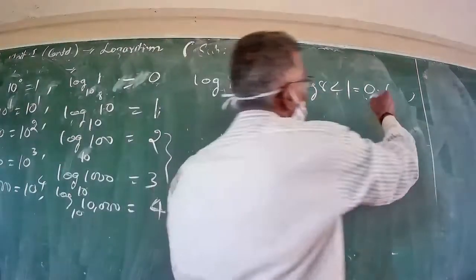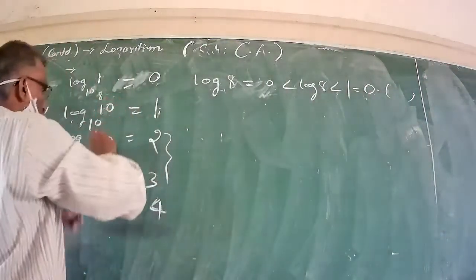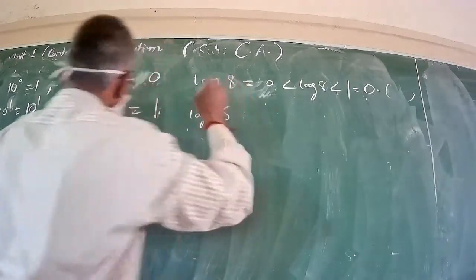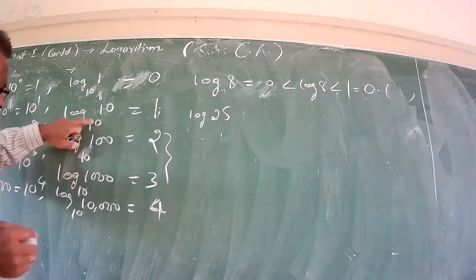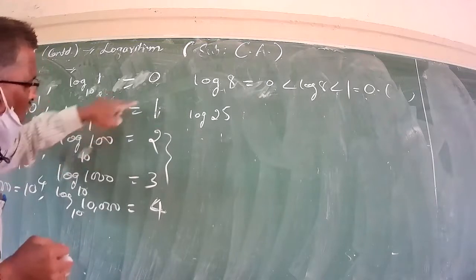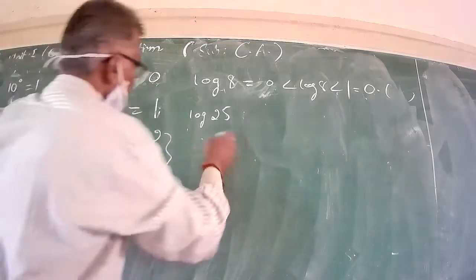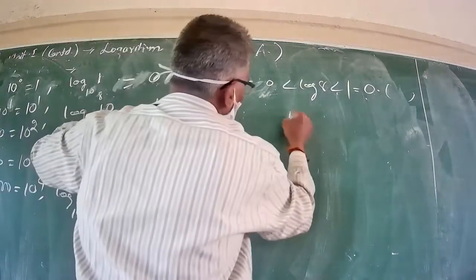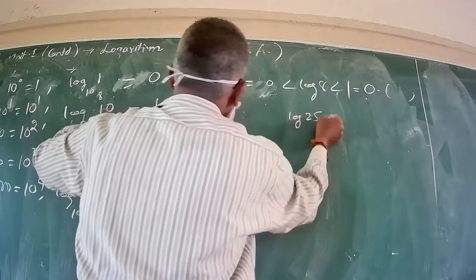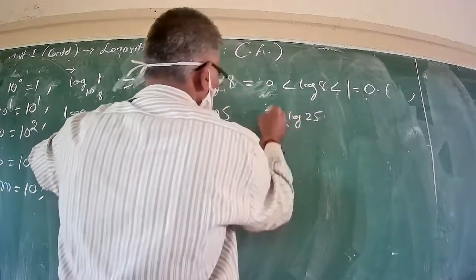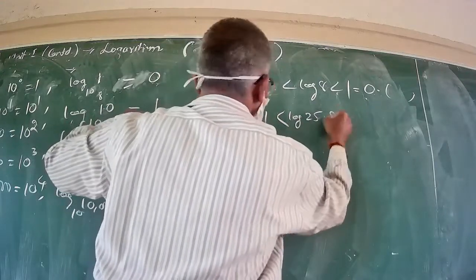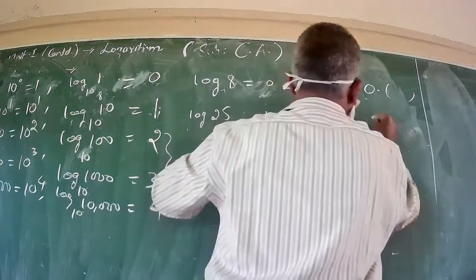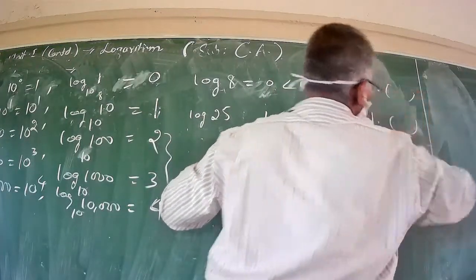So it has two parts. Similarly, take log of 25. The number 25 lies between 10 and 100, so the log of this number lies between 1 and 2. Log of 25 is greater than 1 and less than 2, so it is 1 point something.